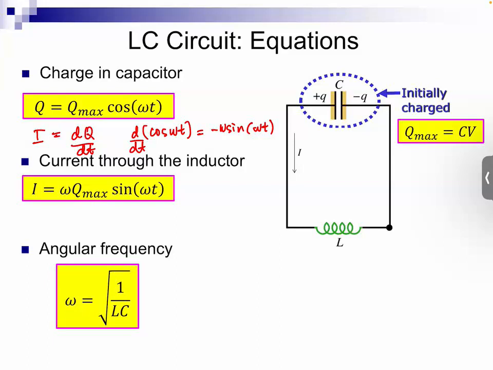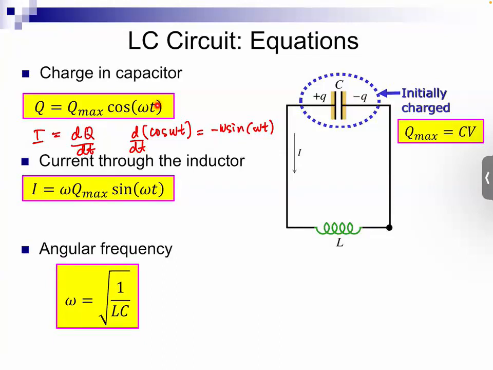We're just looking at the absolute values because we know the current will decrease through time, where omega is the angular frequency defined as 1 over square root of LC. So you have charge being defined by a cosine function and current defined by a sine function.